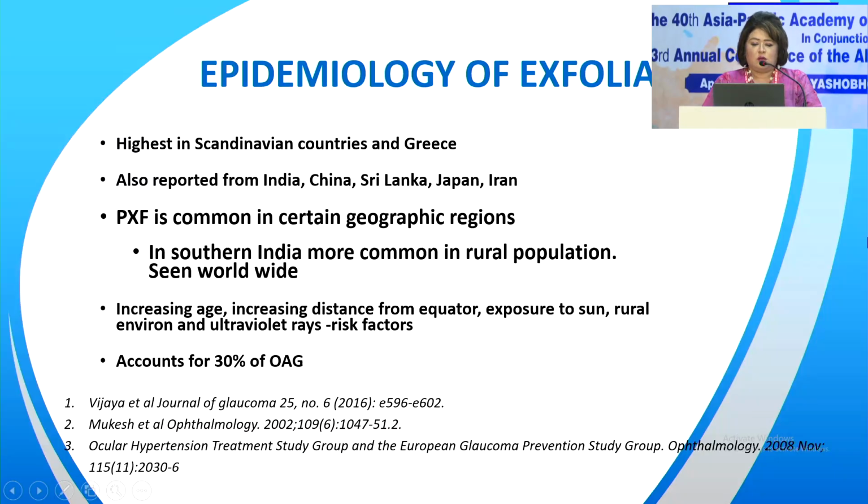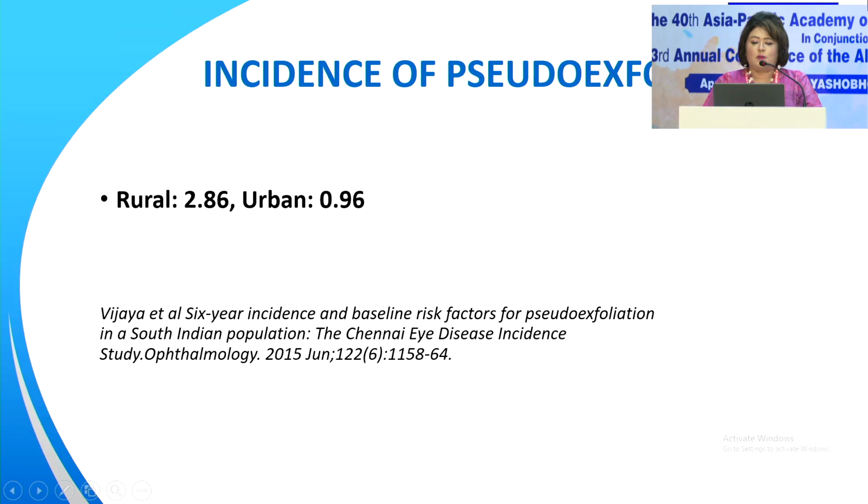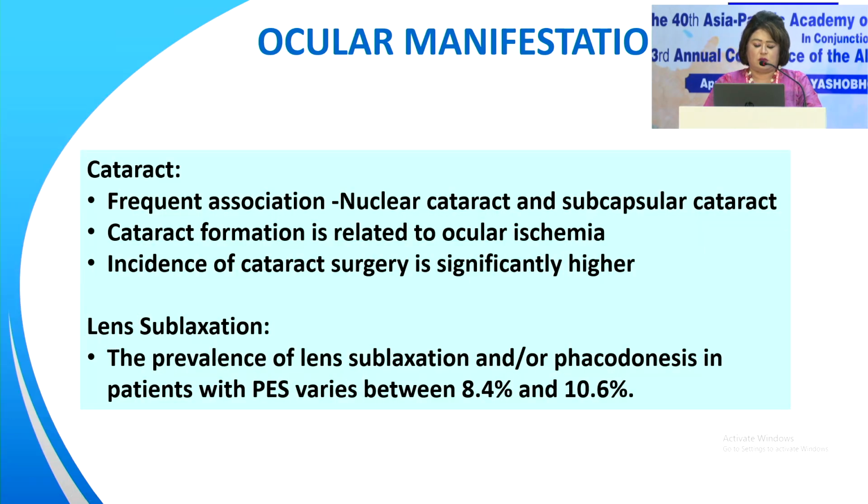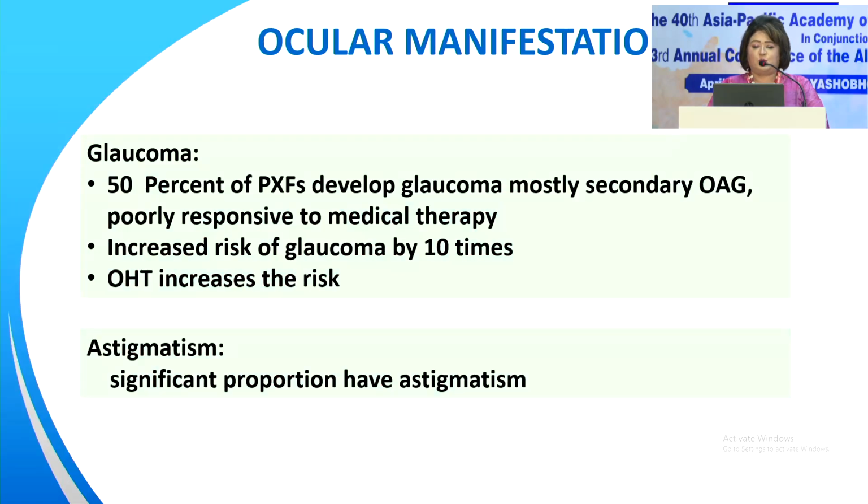Yes. So it is more common in rural conditions, and we know that nuclear cataract and subcapsular cataract are all due to ocular ischemia. Incidence of cataract surgery is significantly higher. Iris subluxation, lens subluxation is 8.4 to 10.6%. 50% of the patients have glaucoma, mostly secondary open angle glaucoma. There is an increased risk of glaucoma by 10 times.